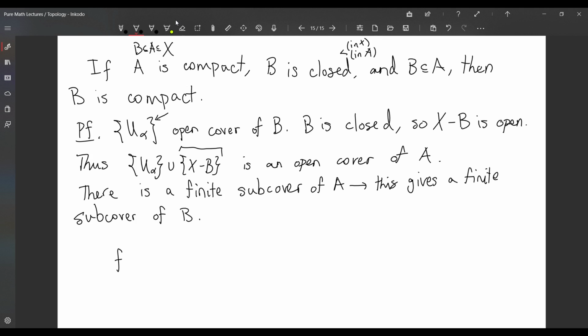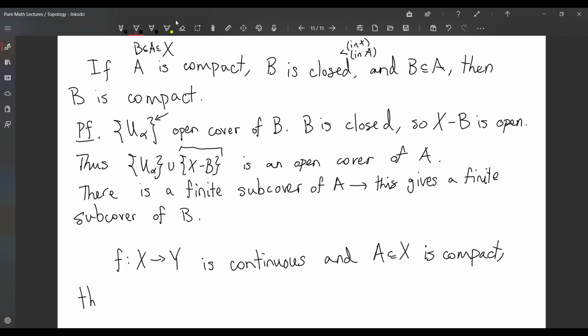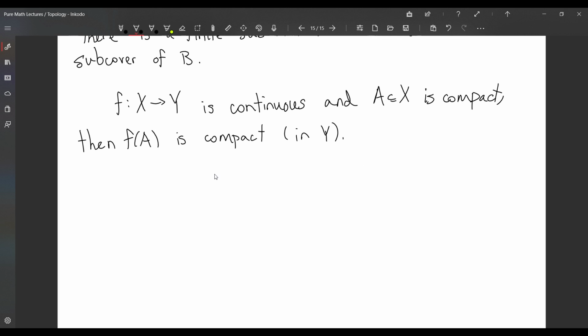And the final thing, which I mentioned when we were talking about continuous functions, is that if f is a function from X to Y, and this is a continuous function, and A is a compact subset of X, then f of A is compact in Y. And so for a short reasoning of this, again, you want to prove that f of A is compact.